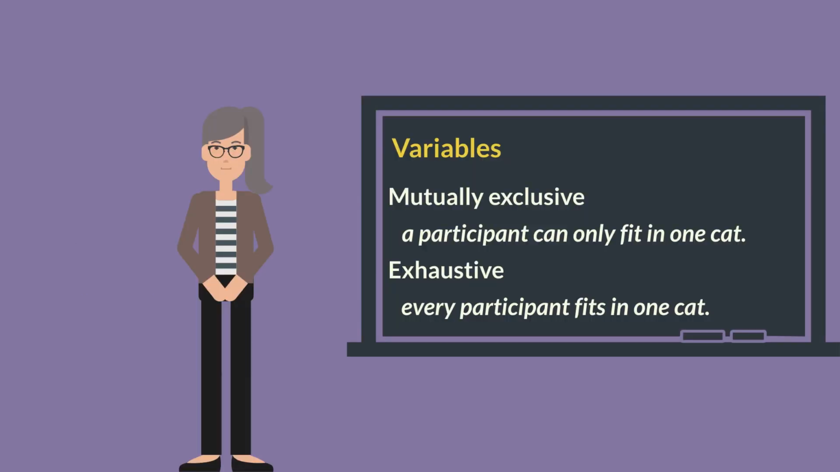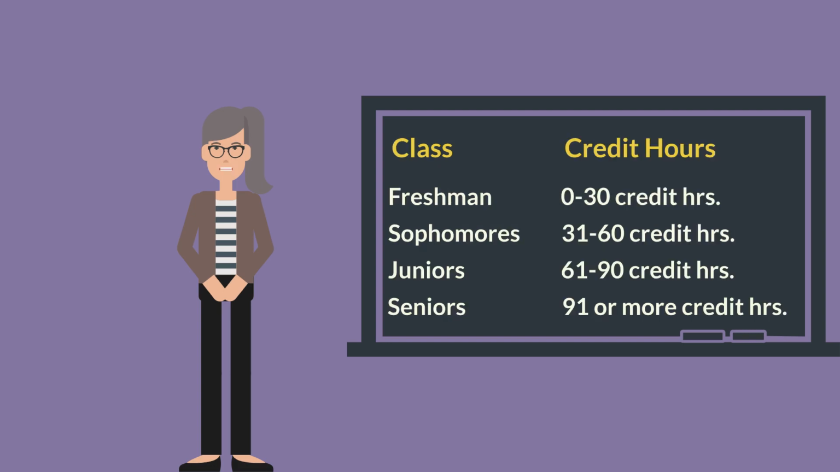Variables can be categorized as mutually exclusive and exhaustive. For a variable to be considered mutually exclusive, a participant could only find a fit in one category of that variable. For the categories of a variable to be exhaustive, every participant should be able to find one category that they fit into. For example, you may want to explore the weekly hours a college student spends studying.